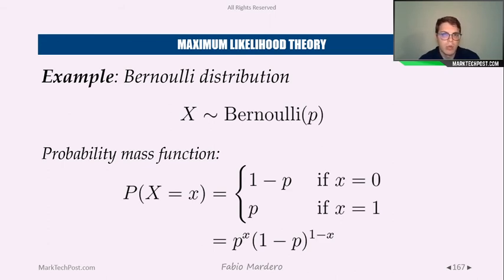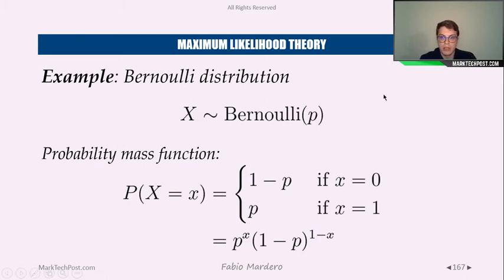Let's look at the maximum likelihood theory in practice with a Bernoulli distribution, the simplest one. Our probability mass function could be written in this form. What's the probability of X equal to x? Well, 1 minus p if x is equal to 0, p if x is equal to 1. Alright, so we can simply write this probability in this form: p to the power of x times 1 minus p to the power of 1 minus x.